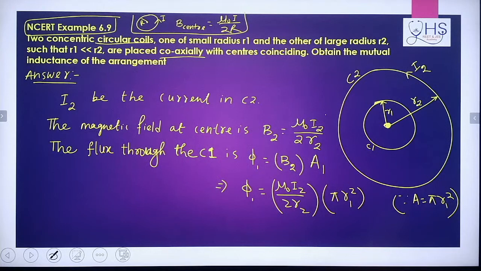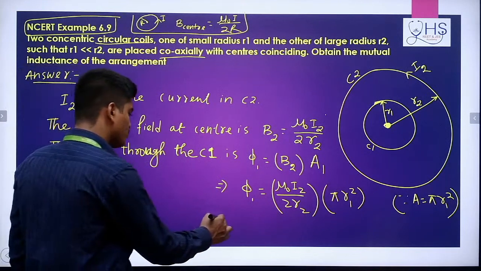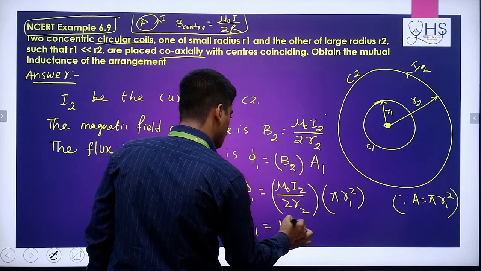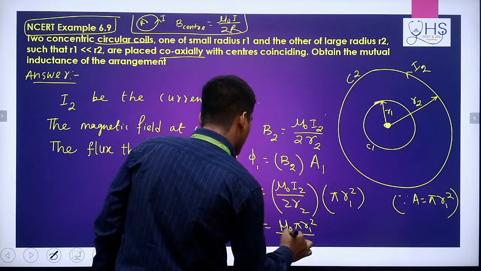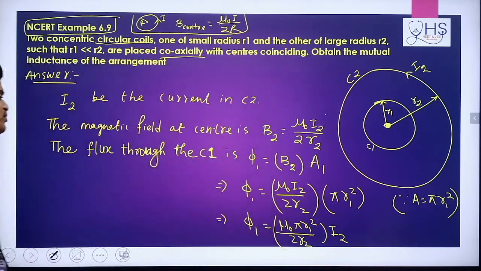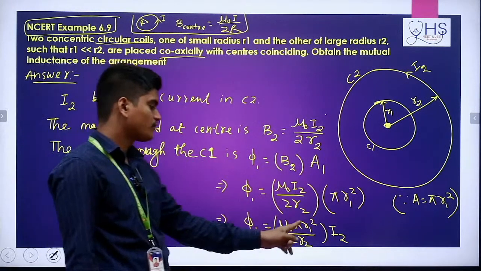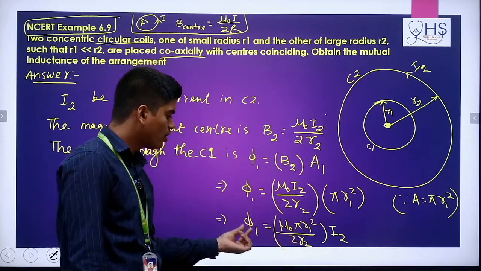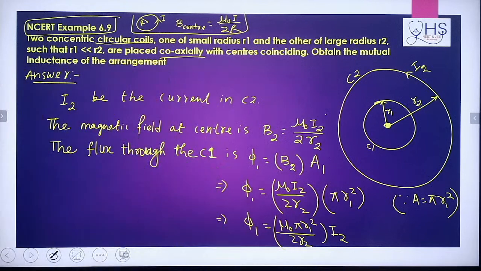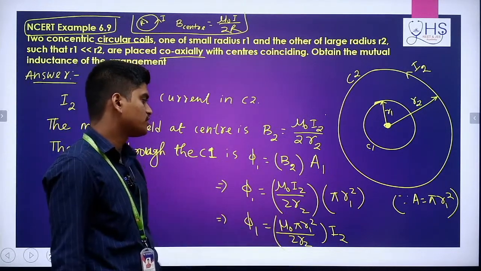Okay. Now what you do? Now you write this one like this: phi 1 equals mu naught pi r1 square divided by 2r2 into I2. Now mu naught pi r1 square by 2r2 is a constant. Now you know flux equals some constant into current. So that constant is nothing but what is termed here as mutual inductance. So now we'll give here what it is, the mutual inductance.